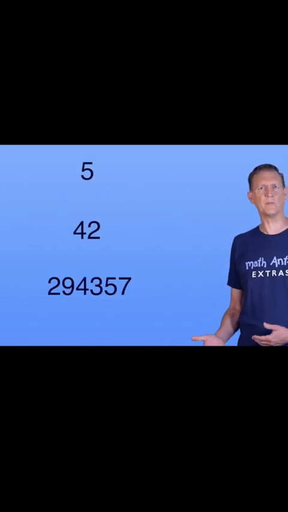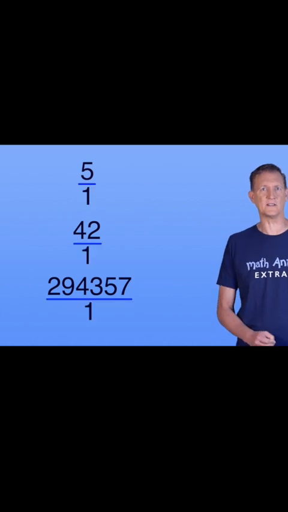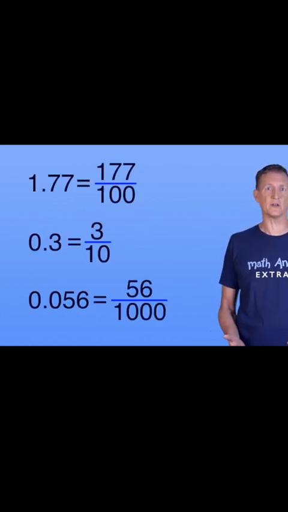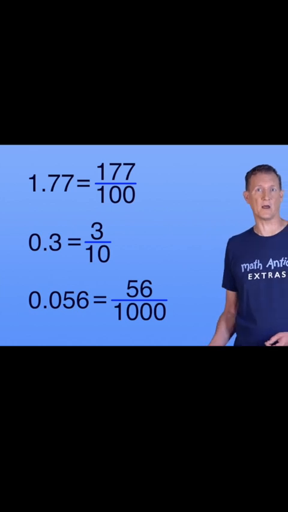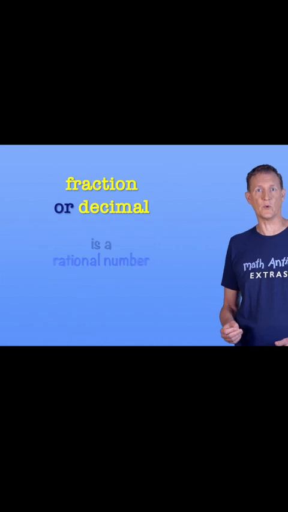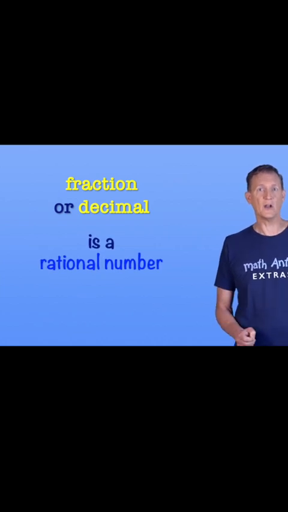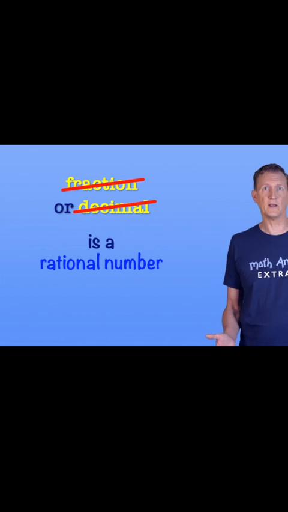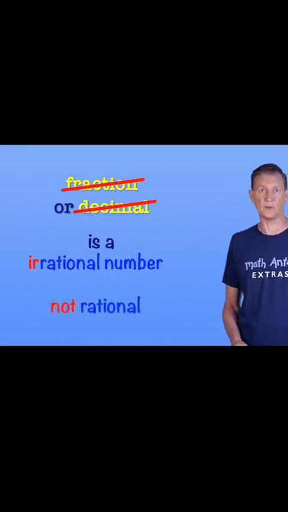Sure, any whole number can be written as a fraction by giving it 1 as the denominator, and any decimal number that you can write can be written as a fraction by having the proper power of 10 as the denominator. So all of these are rational numbers, and there are a lot more. Infinitely more. Any number that can be accurately written as a fraction or a decimal number is a rational number. But there are numbers that can't be written accurately as a fraction or even a decimal number. Those numbers are called irrational numbers because they are not rational numbers.